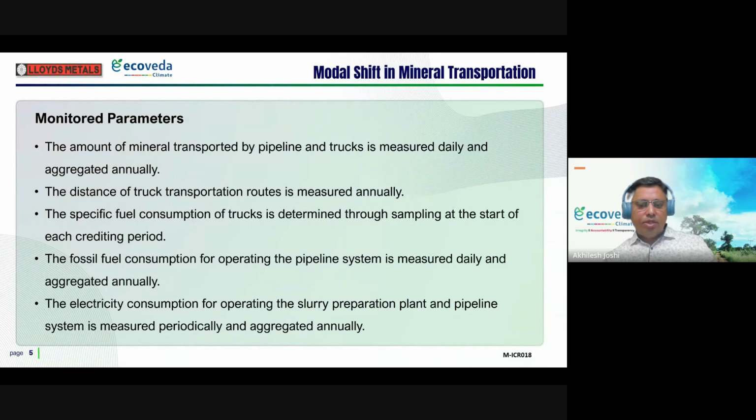Fossil fuel consumption and electricity consumption to manage the slurry pipeline system includes the slurry preparation plant, then the pipeline system, and then the receiving end, where there will be a dewatering plant to remove the water from the slurry. So for all these facilities, any fossil fuel or electricity consumption will be monitored, measured on a periodic basis and aggregated annually, and will be reported during each verification. Next slide, please.